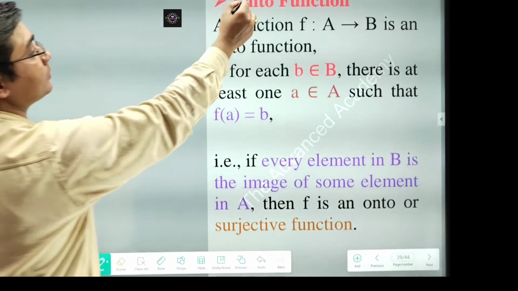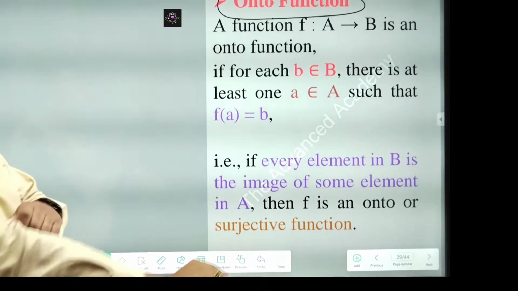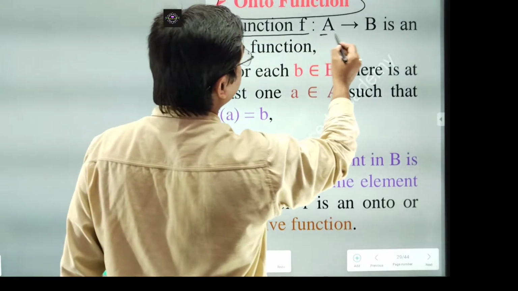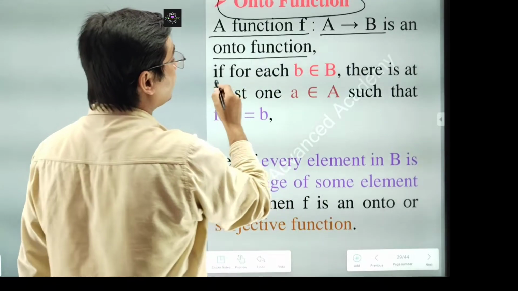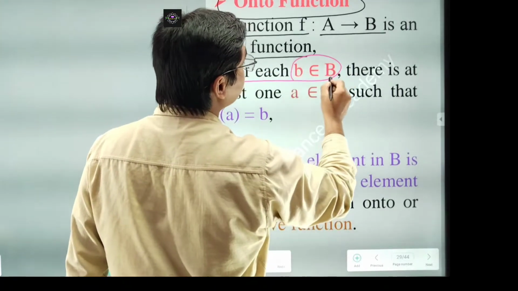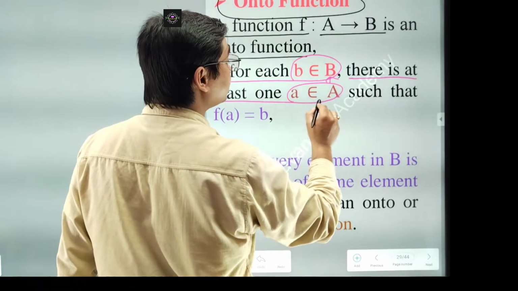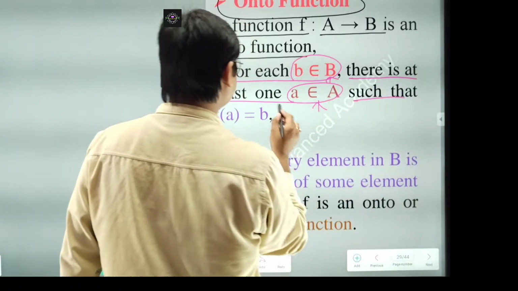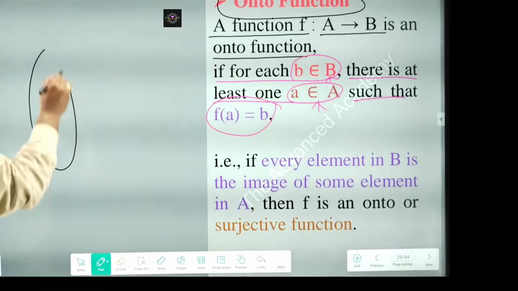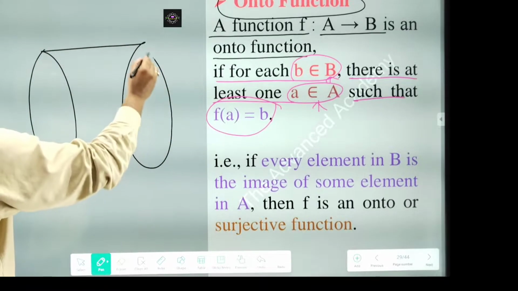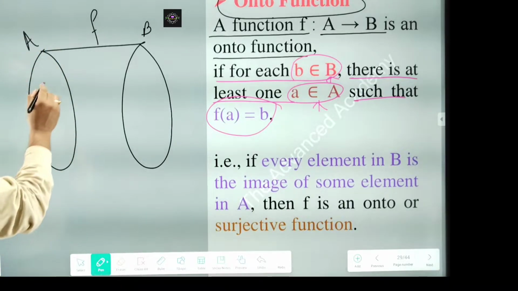There is another function which is called onto function. Yes, so देखो, onto function क्या होता है? You see, a function f from A to B is said to be onto function if for each b belongs to capital B, there exists at least one element a belongs to capital A such that f of a equal to b.